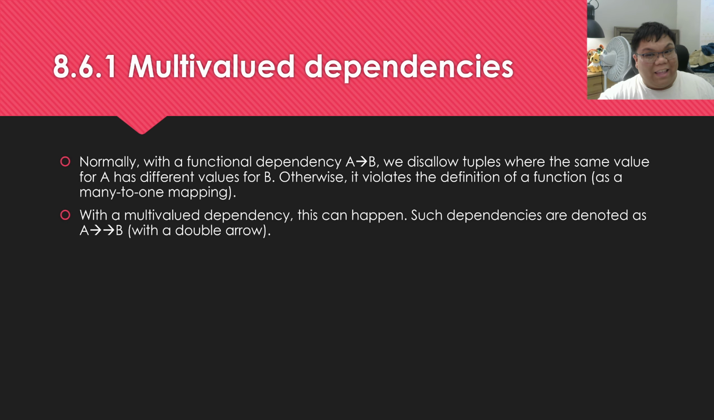Okay, so what in the world is a multi-valued dependency? Normally, with the functional dependency A determines B, we disallow tuples where the same value for A can have different mappings for B. So if A1 determines B1, A1 cannot determine B2, A1 cannot determine B3. If it did, it would violate the definition of a function as a many-to-one mapping. With a multi-valued dependency, this can happen, and we denote such dependencies as A double arrow B.